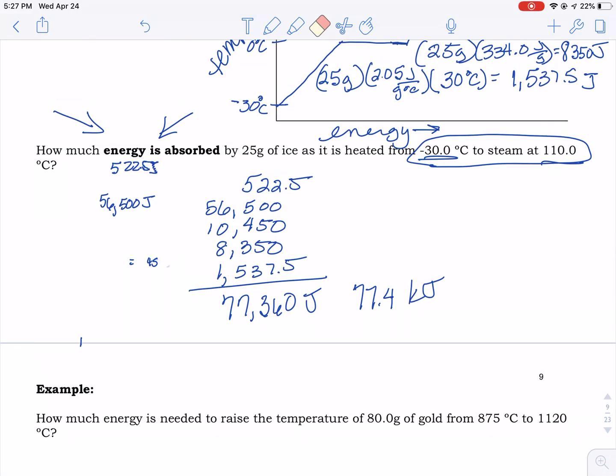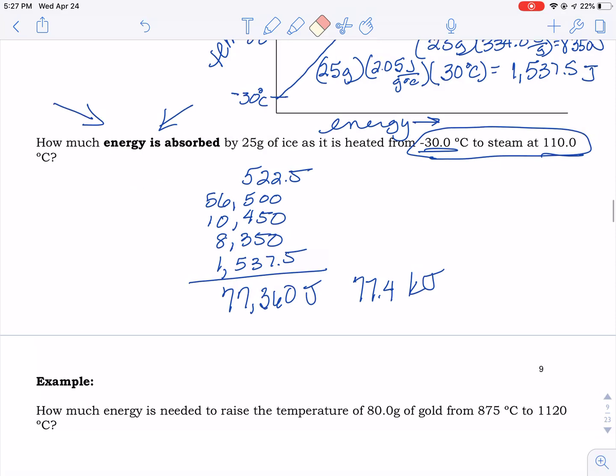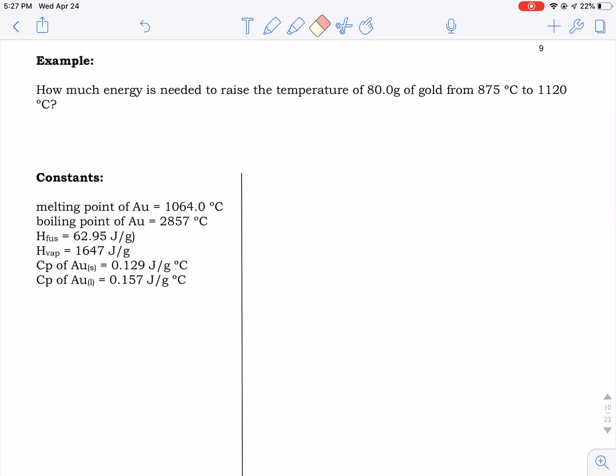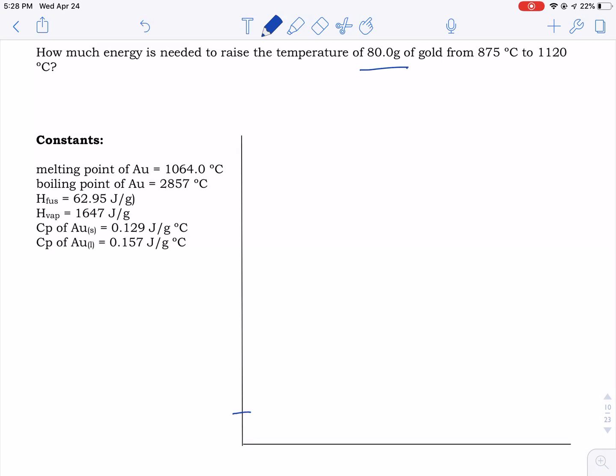We can get rid of those now. All right, let's try another one. How much energy is needed to raise the temperature of 80 grams of gold from 875 to 1120? So we're going to start at 875. Is gold going to be a solid, liquid, or gas there? Well, since the melting point of gold is 1064, it'll be a solid. I'm going to write the melting point in here. And our last temperature, 1120, it's not going to reach boiling, so we aren't going to have as many sections as we did with the water.